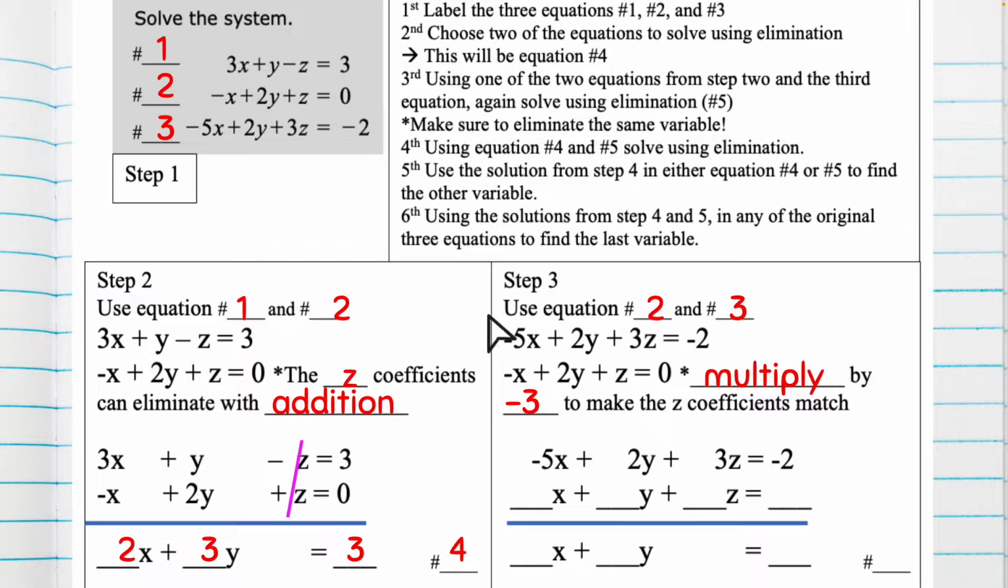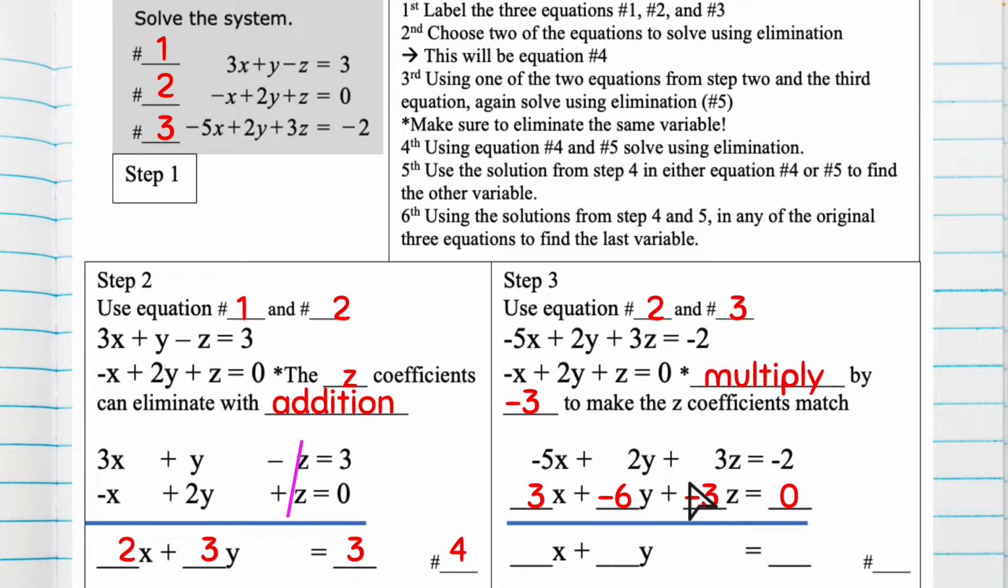So negative x times negative 3 is positive 3x. Negative 3 times 2 is negative 6. Negative 3 times 1 is negative 3. Negative 3 times 0 is 0. So now I've manipulated that equation a little bit. I've changed it by a factor of negative 3. But we're not relabeling that one. That's not going to be one of our numbered equations. We just needed it to be manipulated so that when we add here, these guys eliminate.